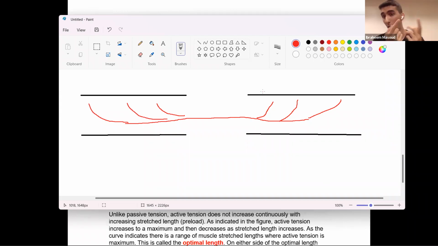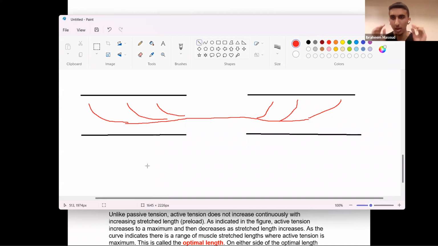This is the muscle in the optimal state. And if you ask me, what do you mean by the optimal state? I'll tell you what. The optimal state is the state of the muscle when its active force, or its contraction, is the strongest. So your muscle is the strongest in its optimal state.